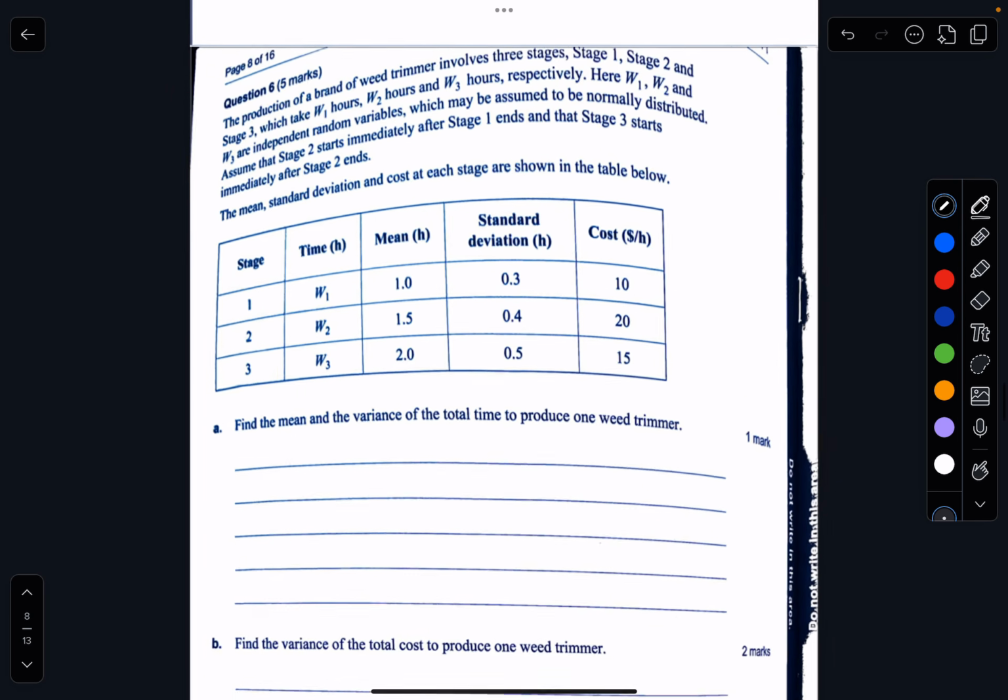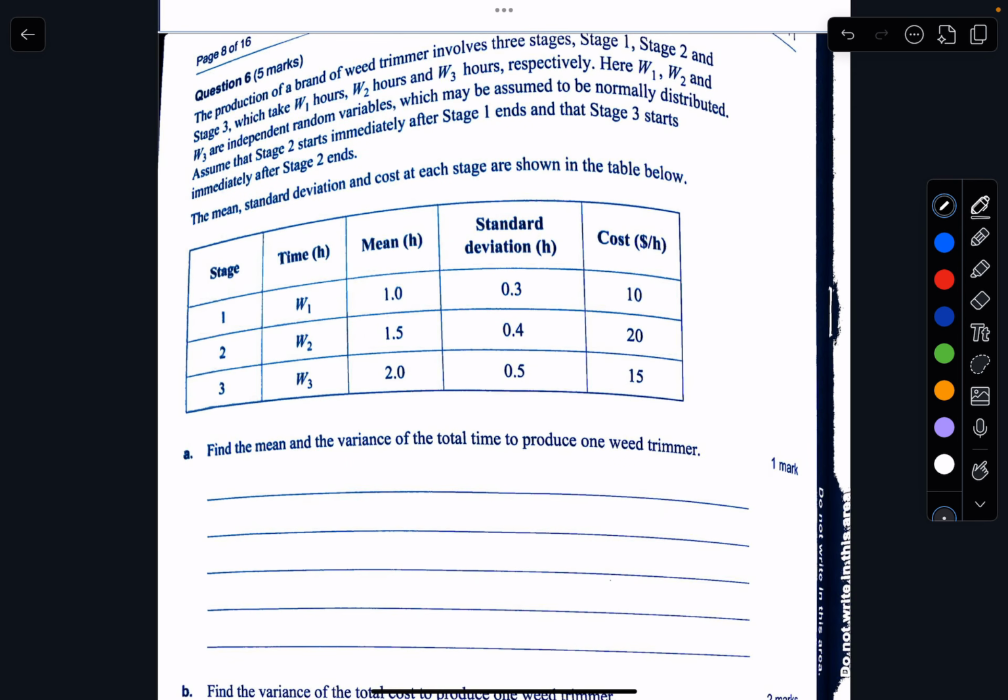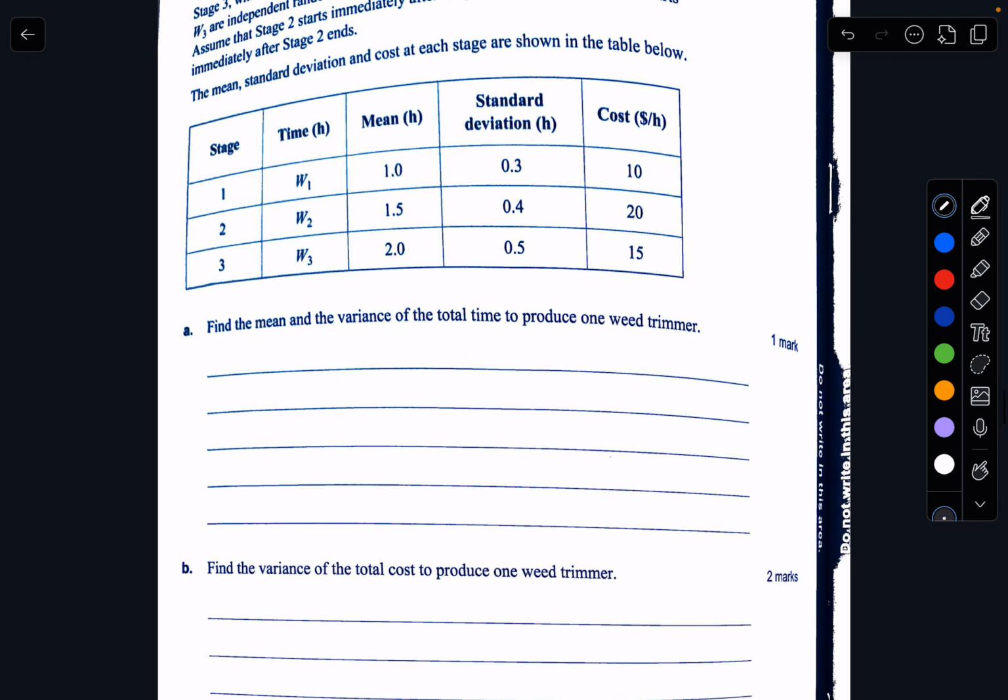The production of a brand of weed trimmer involves 3 stages, stage 1, stage 2, and stage 3, which take W1 hours, W2 hours, and W3 hours respectively. Here, W1, W2, W3 are independent random variables which may be assumed to be normally distributed. Assume that stage 2 starts immediately after stage 1 ends, and that stage 3 starts immediately after stage 2 ends. Find the mean and the variance of the total time to produce one weed trimmer.